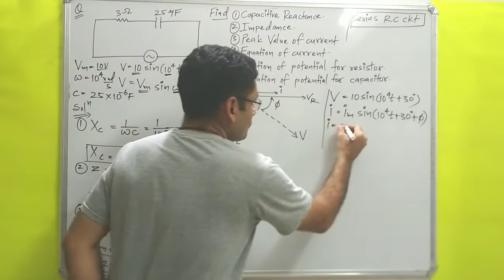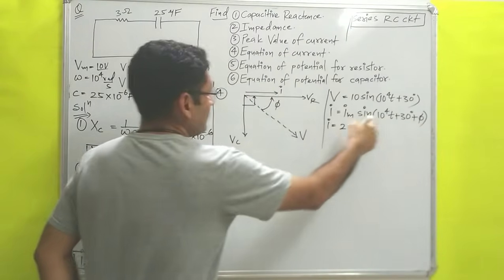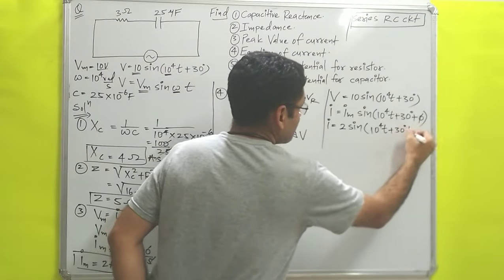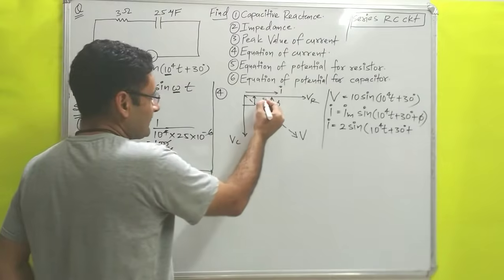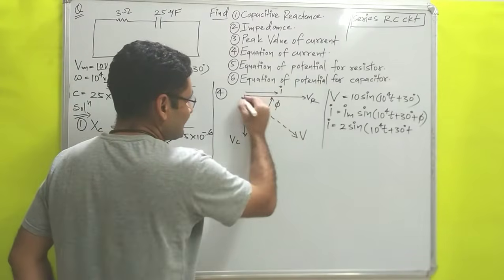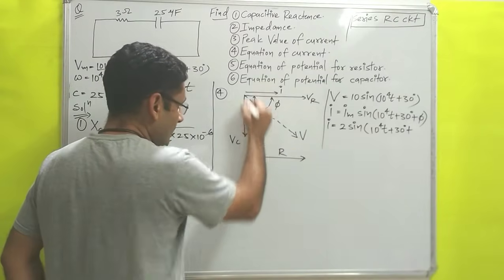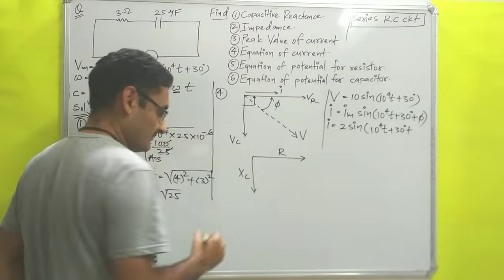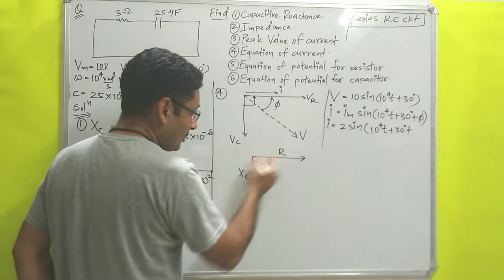2 ampere. So 2 sine of omega t, omega is how much? 10 raised to 4 t plus 30 degree plus value of phi. You have to calculate. How will you calculate the value of phi? So I will take the reference of this diagram, that is pure resistive circuit in which R will come, that is pure capacitive circuit in which Xc will come, capacitive reactance will come, and we want the total of this.